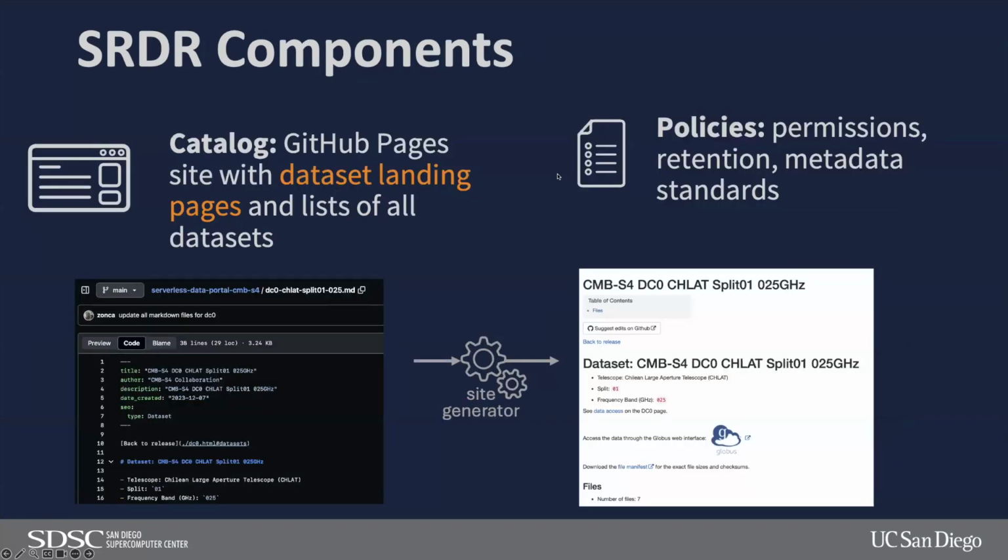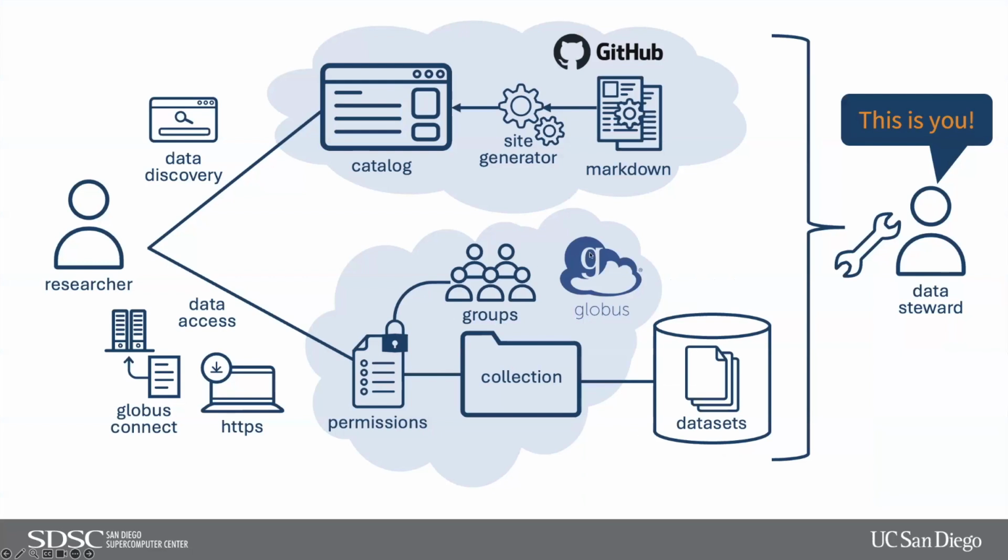The other two components are the catalog. We use GitHub Pages to provide dataset landing pages. We'll talk more about them in a later presentation. And the policies, rather, the permissions, the retention, the metadata standards, things like that. So these are the pieces that we're working with. And pulling them all together, this is what it looks like.